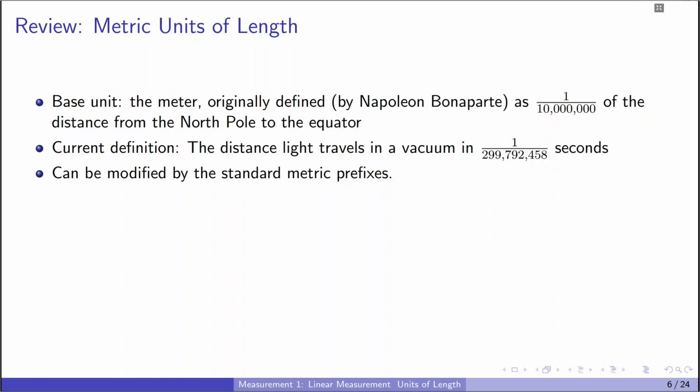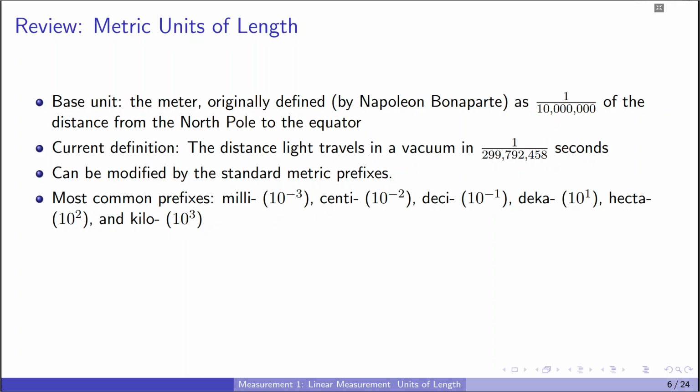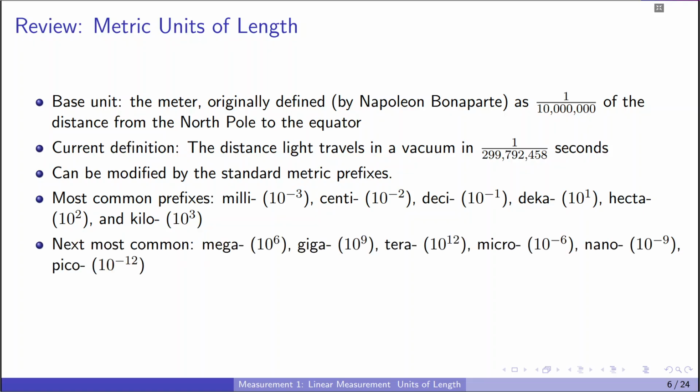It can be modified by your usual metric prefixes, so the meter can become the centimeter, the kilometer, the decimeter, millimeter, and so forth. The most common prefixes are milli for thousandths, centi for hundredths, deci for tenths, deca for 10 of, hecta for 100 of, and kilo for 1000 of. If you get into computer science, mega, giga, tera, and now peta are becoming a lot more common. So those are our next most common.